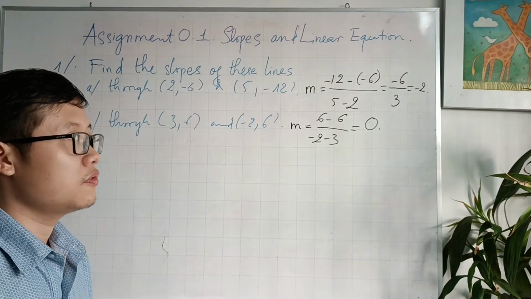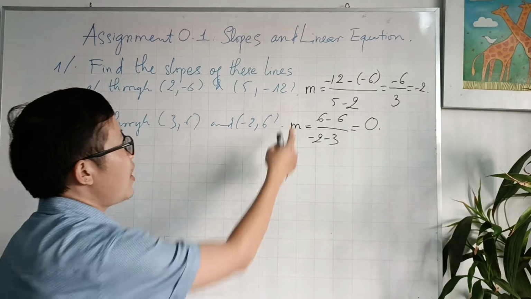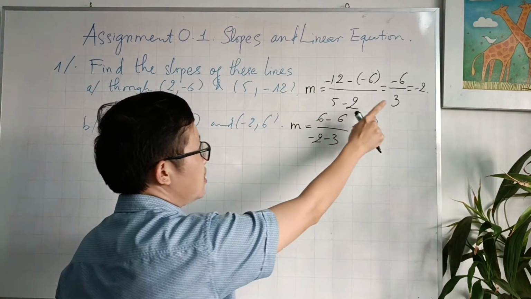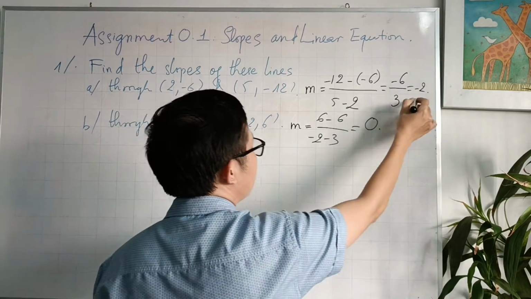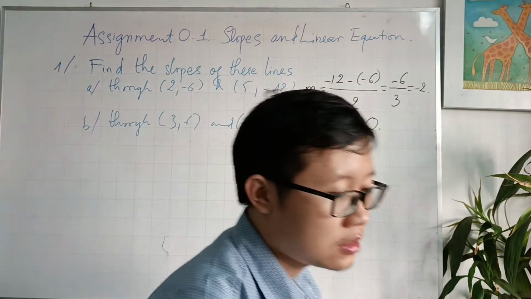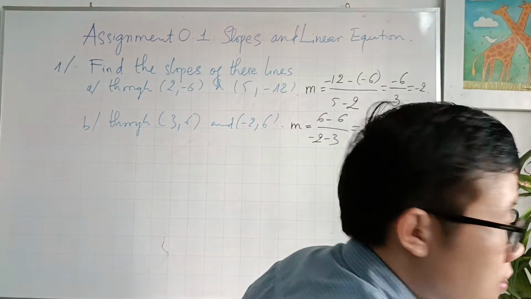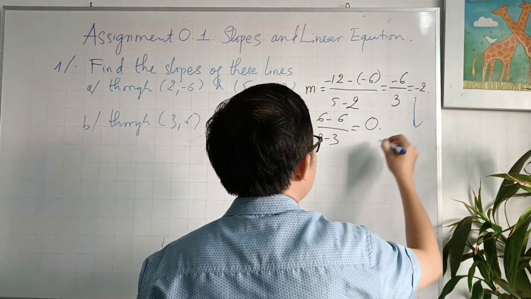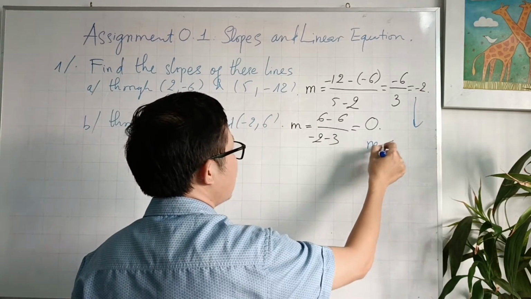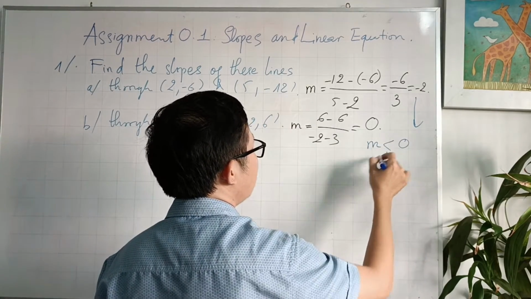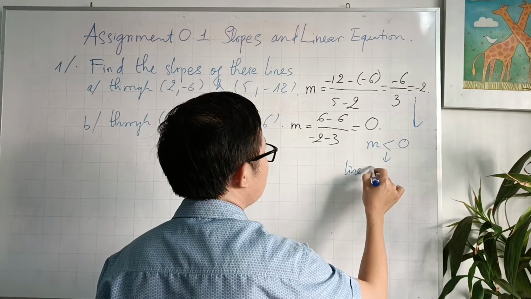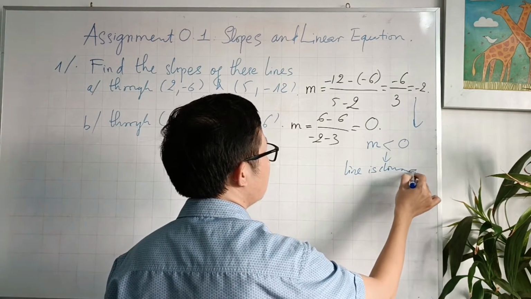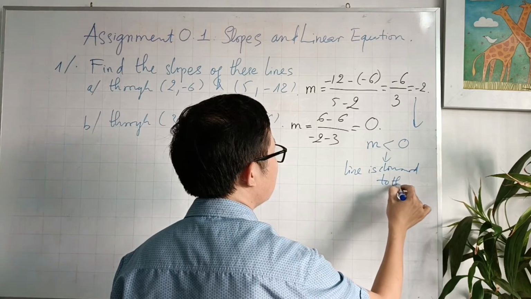I want to remind you that in question A, m equals -2, so m is negative. M is less than 0, so the line is downward to the right.